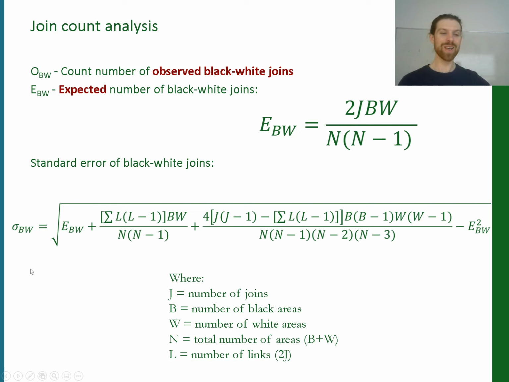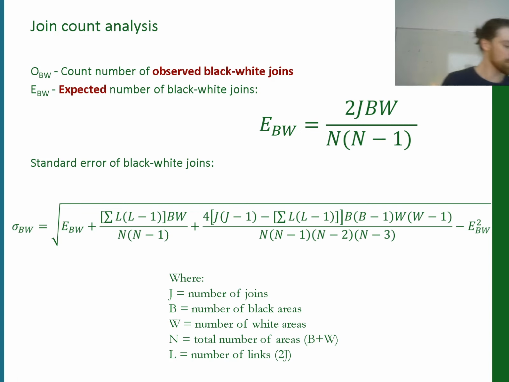Now we'll move into the standard error of black and white joins. And actually it looks horrendous, but it's a lot easier than you think it is, because actually it's a square root, okay, fine, but then we have this EBW here at the beginning, and we have the EBW squared here, which we subtract at the end, and therefore we only have these two terms in the middle to work out. So once we put it that way, it's a lot more straightforward, I think.